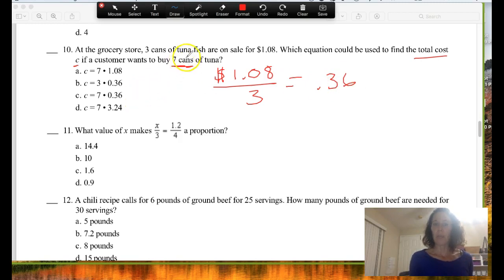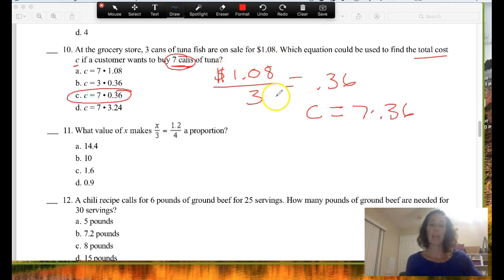All right. Now, if I want to buy 7 cans of tuna, and I know they're 36 cents a can, I'm just going to say the cost is 7 times 0.36, and that's all I have to do. So first, figure out that unit rate, what it costs for 1 can. So I took the total amount, divided by the number of cans. It was 36 cents. And then set up your equation. There are 7 cans times 36 cents, and that's all you have to do.